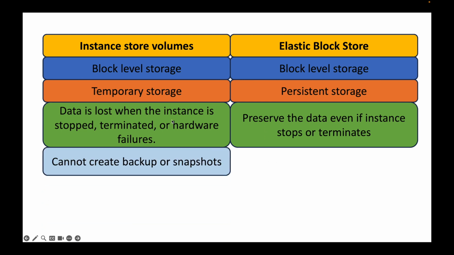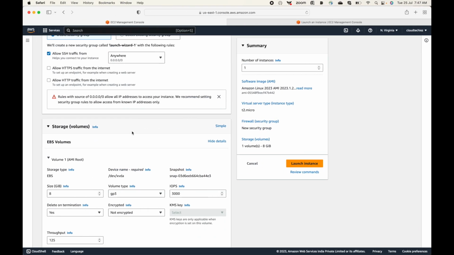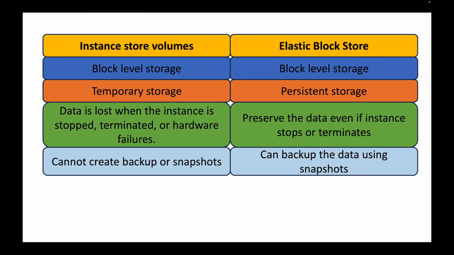Then, under your instance store volumes, we cannot create any backups or snapshots of the data. But with your EBS volumes, we can create a backup of the data using a snapshot. So if you want to back up your data with your EBS, it is possible. You can create a snapshot. But with your instance store volumes, it is not possible. So you can see this snapshot says not applicable. That means we cannot create any backup of the data.